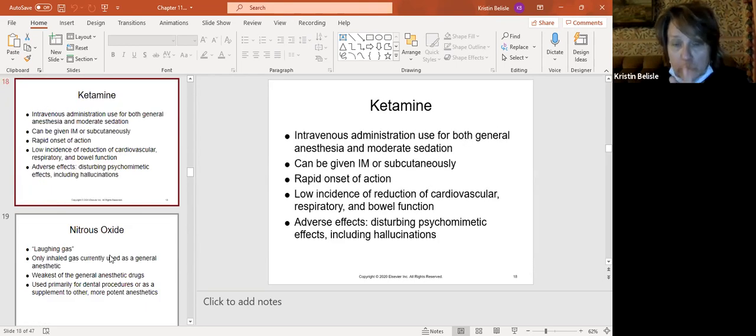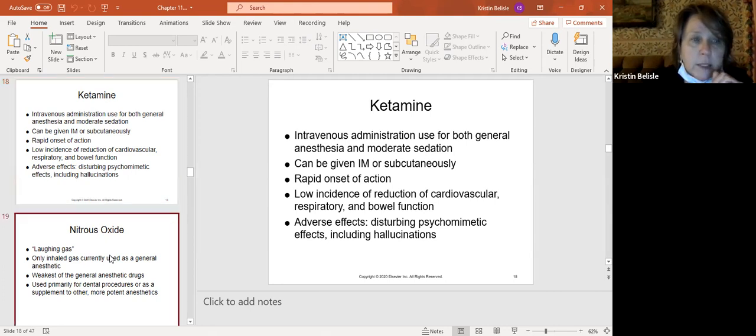Ketamine is a drug I do want you to know or be familiar with. We can administer it IV. It can also be given sub-Q and IM. It has a rapid onset, and it can include some hallucinations if we're not careful, but we have a lower incidence of cardiovascular and respiratory reduction and bowel function. So it's actually a pretty friendly drug, even though you can have some other issues with hallucinations and some other things.